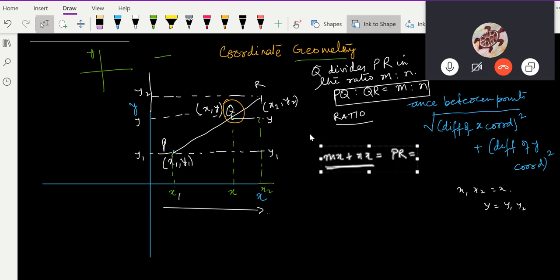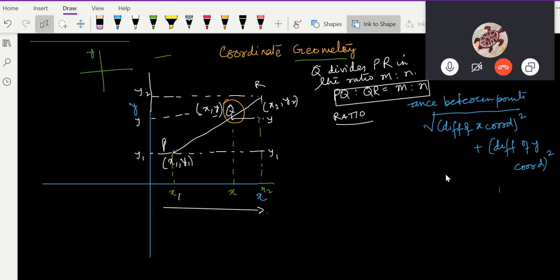Always use one axis at a time. Use the x-axis to find the x values. Use the y-axis to find the y values. That is the rule. So in order to find the ratio, what is the logic that we have to use?